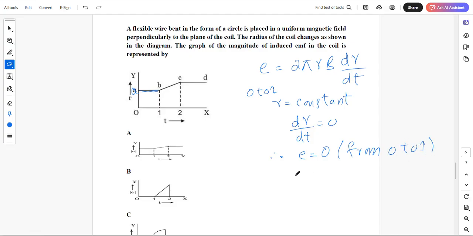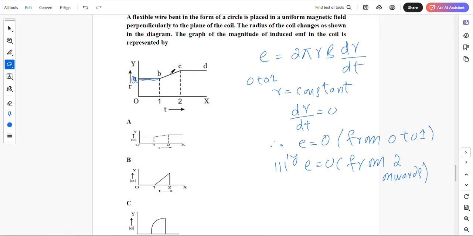Similarly, E is equal to 0 from 2 onwards, because the radius is constant. So the EMF induced is 0, because dr by dt is 0. If you substitute, you are going to get E is equal to 0.